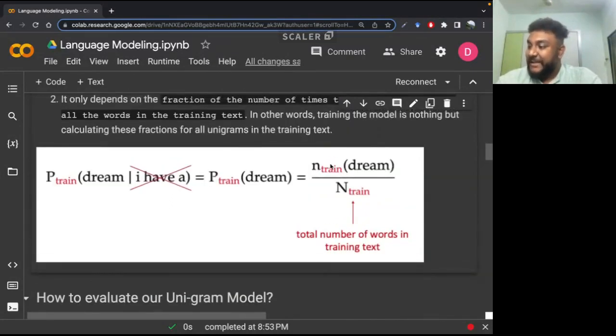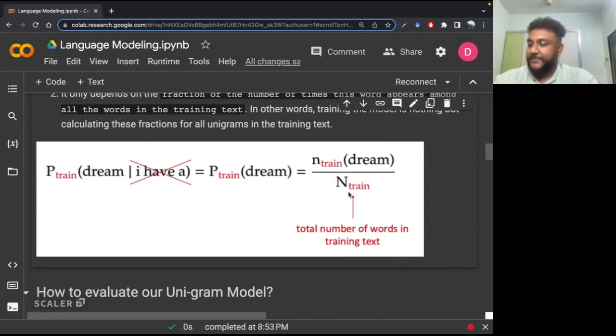So this is going to be nothing but number of times I've seen dream in my corpus divided by the total number of words in my corpus. Okay, this is what it's going to look like.